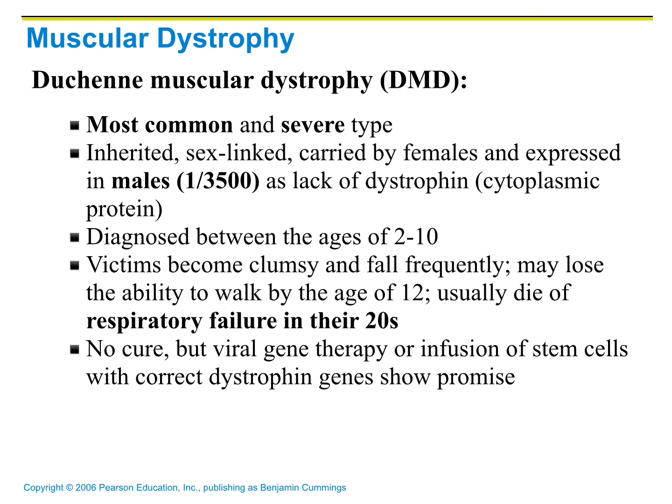It's carried by females and expressed in males. It's usually diagnosed anywhere between the ages of 2 and 10. And death usually occurs from respiratory failure sometime in their 20s. Now, there's no current cure for this, but there are some therapies being experimented with.